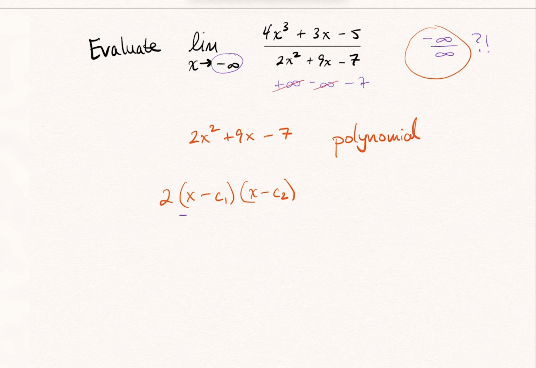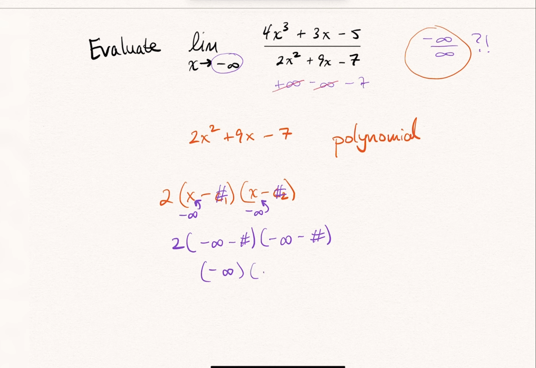If you plug in the minus infinity for the x, now, the numbers c1 and c2 really are just numbers. So you're going to see 2 times negative infinity minus some number times negative infinity minus some number. And when you subtract a number, even if you add a number to negative infinity, it's not enough. The result is negative infinity, and that's in both spots. And then you're going to double that. And really, doubling infinity doesn't do anything. It's still infinite. So this is going to be 2 times the negatives become positive, and that squares it. And then positive infinity squared is positive infinity, times 2 is positive infinity.